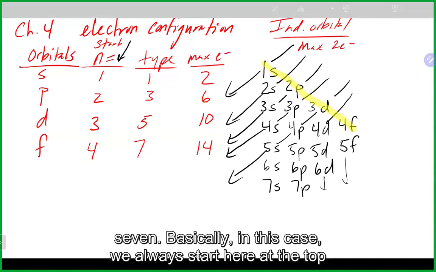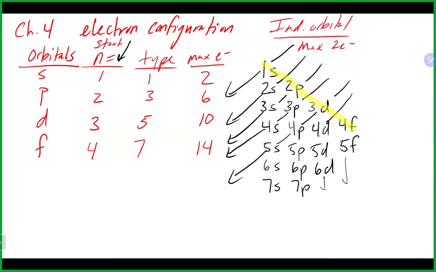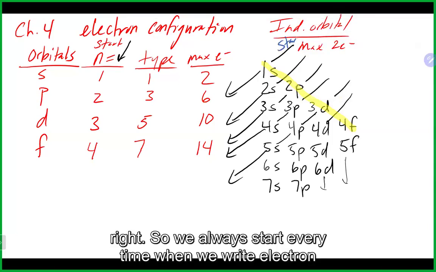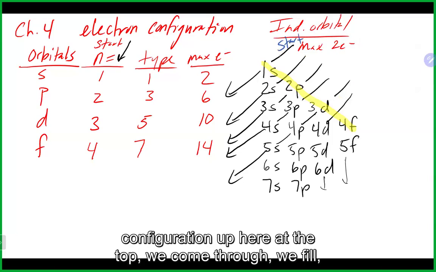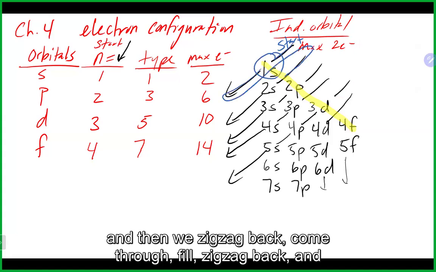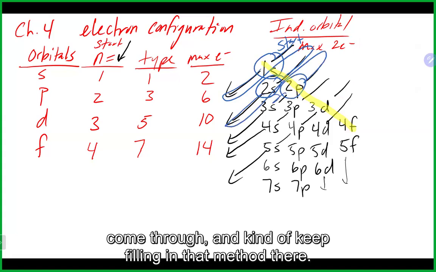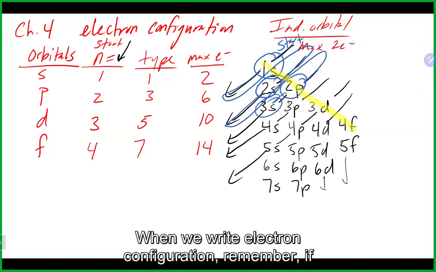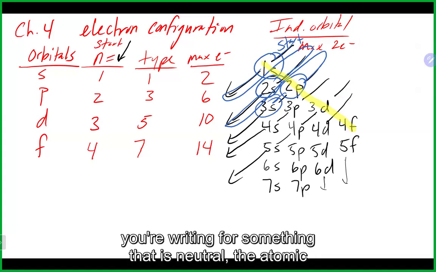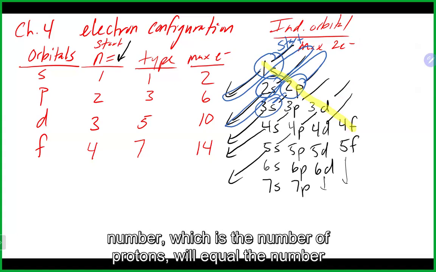We always start here at the top, right? So we always start every time when we write electron configuration up here at the top. We come through, we fill, and then we zigzag back, come through, fill, zigzag back, and come through, and keep filling in that method there. When we write electron configuration, remember, if you're writing for something that is neutral, the atomic number, which is the number of protons, will equal the number of electrons.